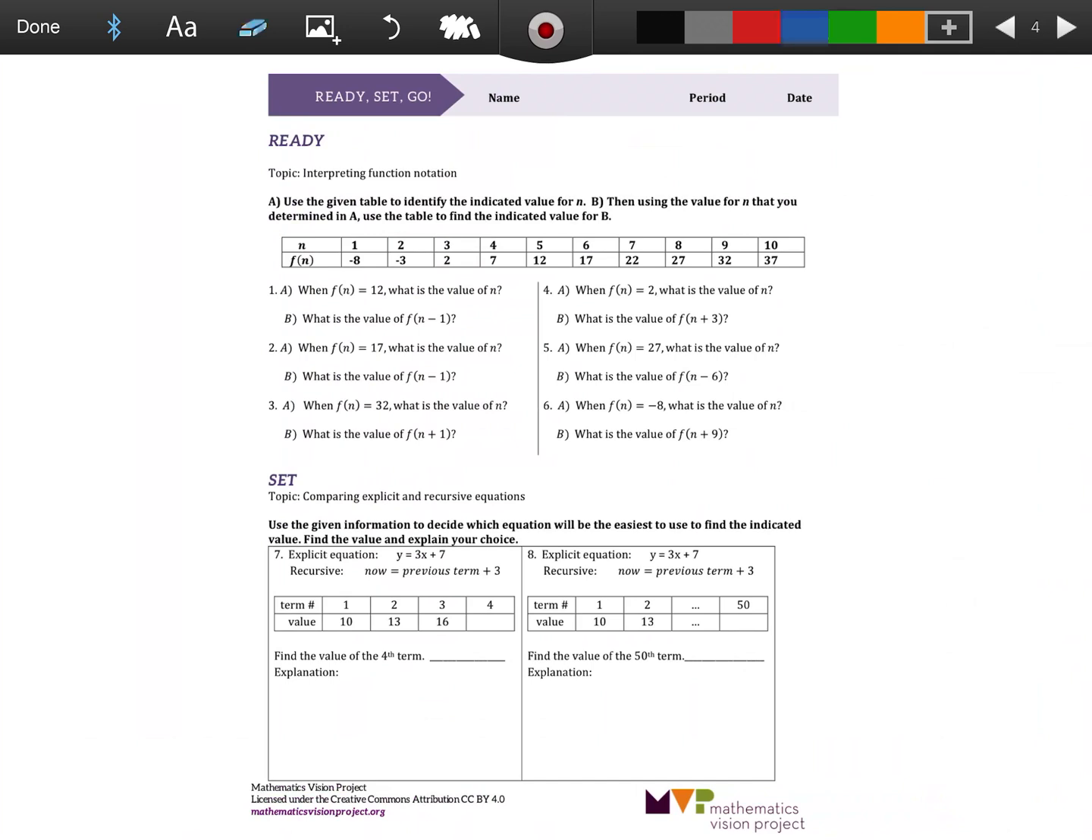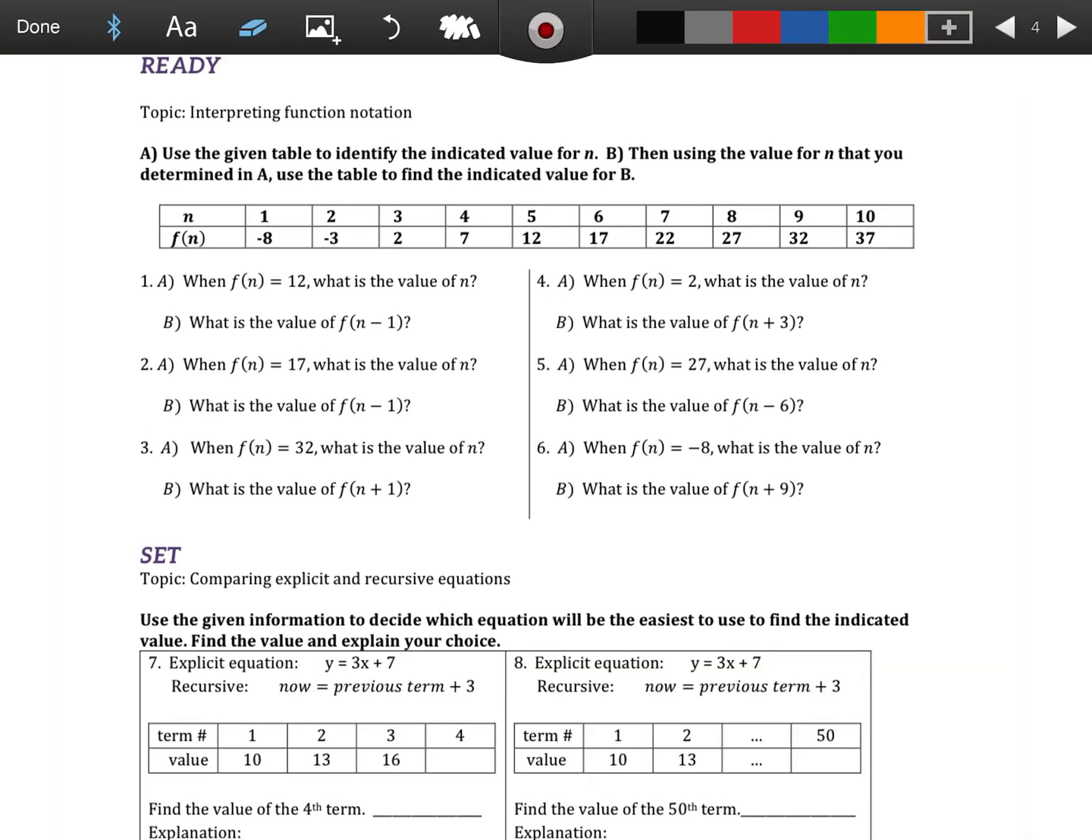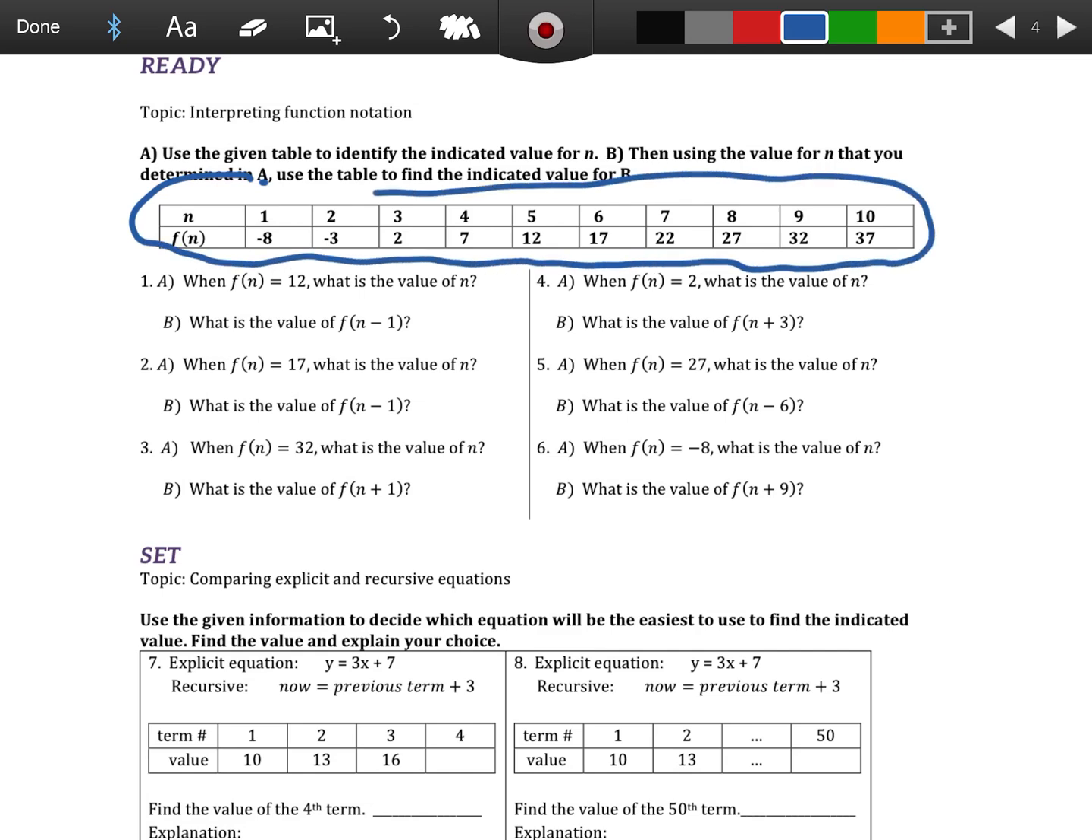All right. So with this section 1.3, we saw more dots were added. We saw that their behavior was growing in a different way where it's not just adding 2 and adding 2 and adding 2. We see that that changes up a little bit here. So for this first bit, the ready, we're going to be interpreting function notation, which is something we've seen before, but now we're going to be working with terms that are looking at n minus 1 or n plus 1 or n plus 3 as far as the step, which isn't too bad. We really just have to look at the information that's given to us, and we have this table here to help us out.